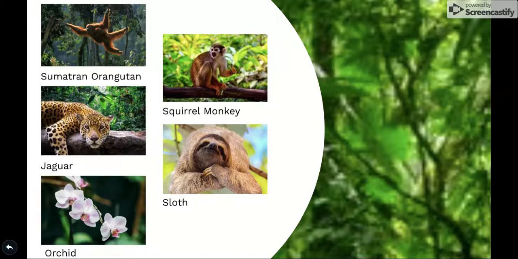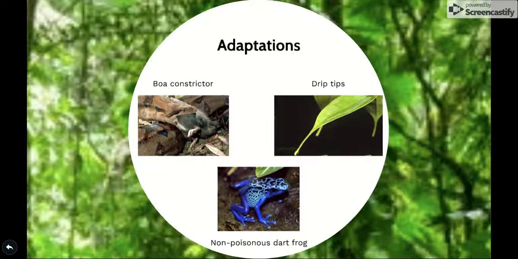There are many animals found in the tropical rainforest. These animals found in the biome include Sumatran orangutans, jaguars, sloths, and squirrel monkeys. These are just a couple of the many. Tropical rainforests are also abundant with plants. One example of a plant is an orchid.